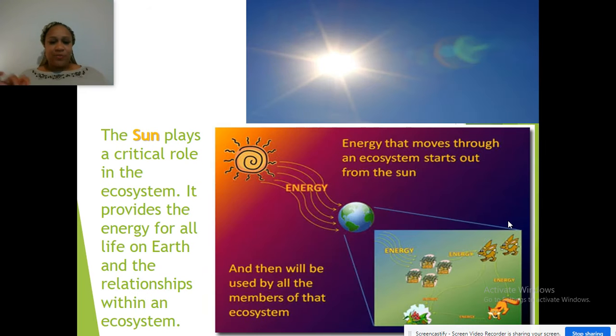Okay, I hope you said the sun because, yes, the sun plays a critical role. Believe it or not, without the sun, we would not have biological life. So, the sun plays a critical role in the ecosystem. It provides the energy for all life on Earth and relationships within the ecosystem.